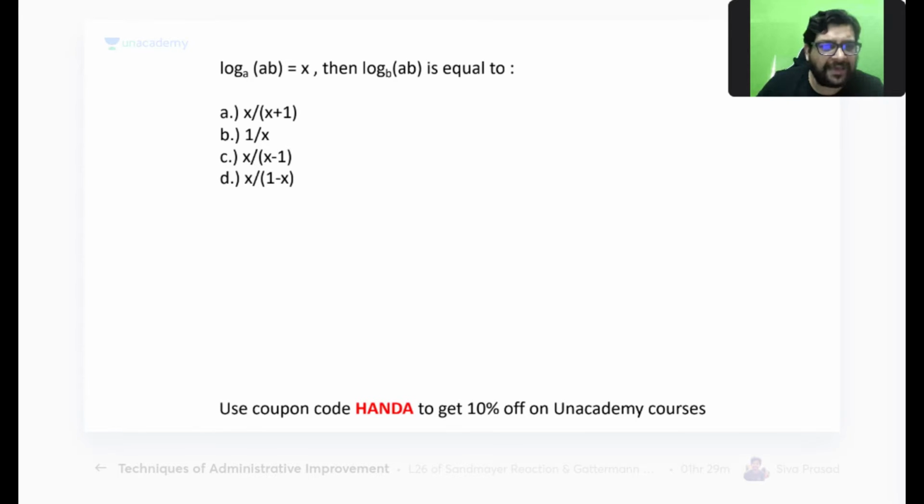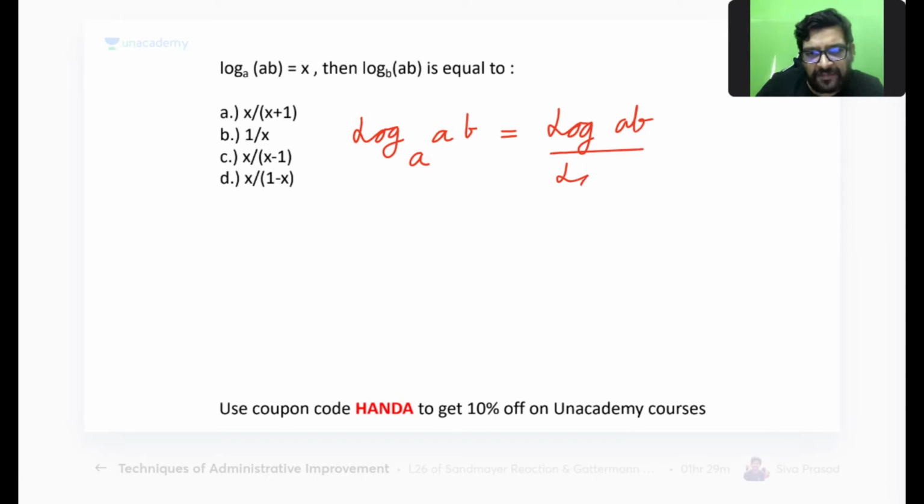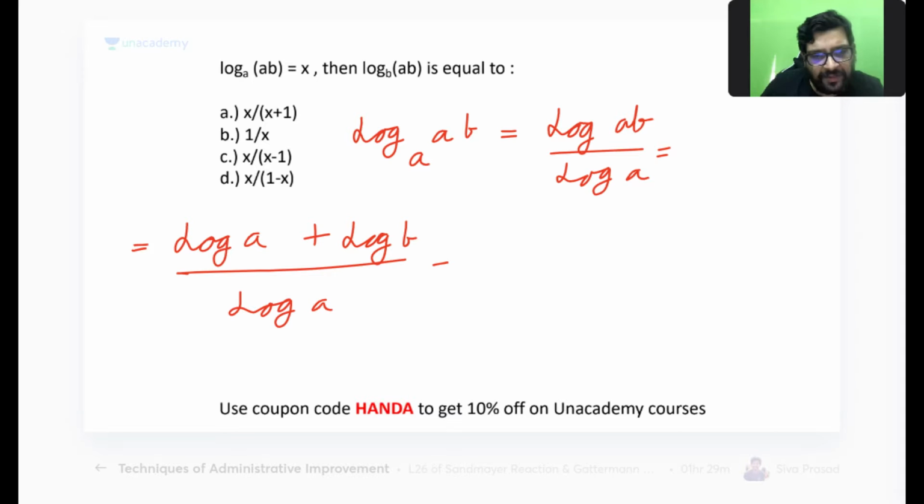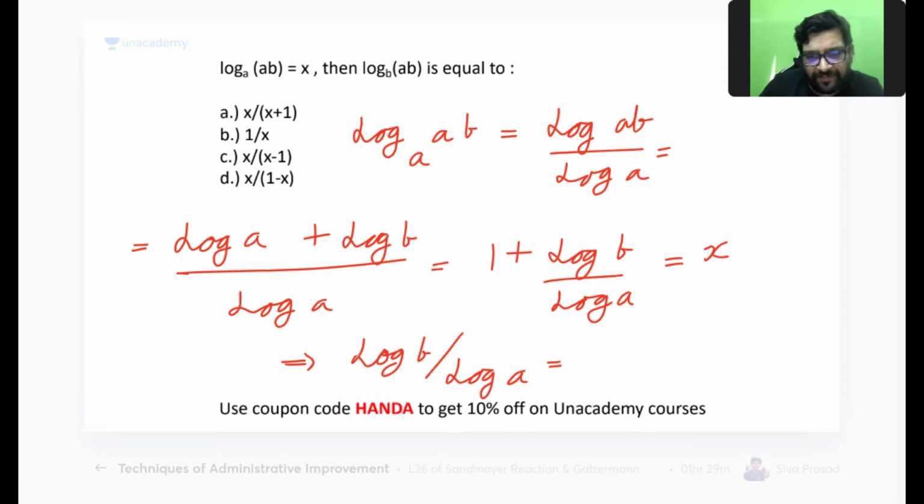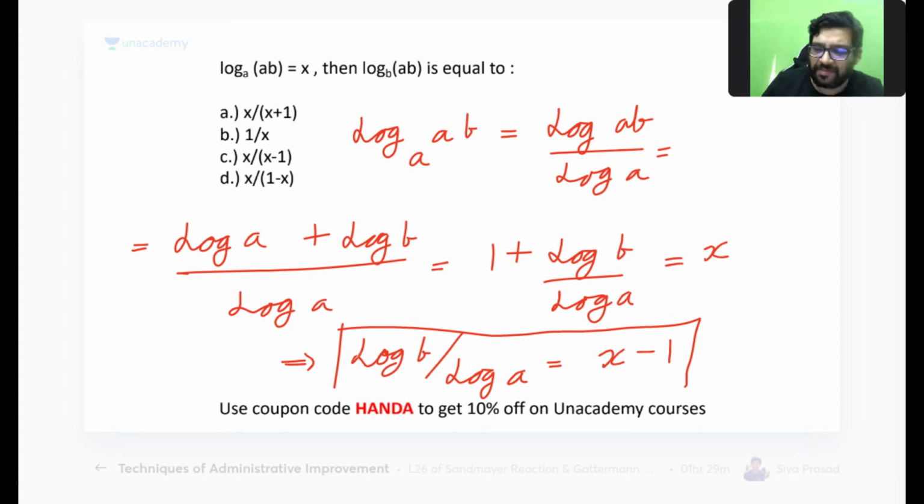We are given log of AB to the base A is X, which means log of AB to the base A is effectively log AB by log A, which is log A plus log B by log A, which is 1 plus log B by log A, and this is given to me as X, which means log B by log A is X minus 1. Let's try and remember that.